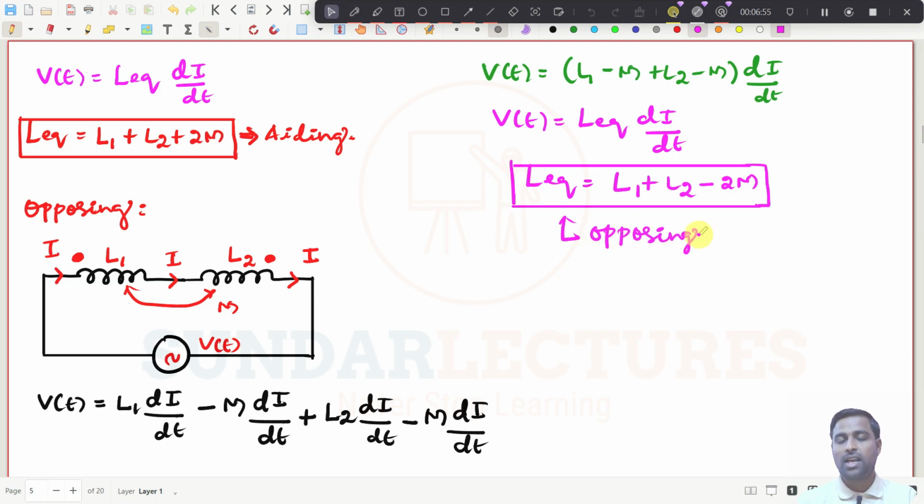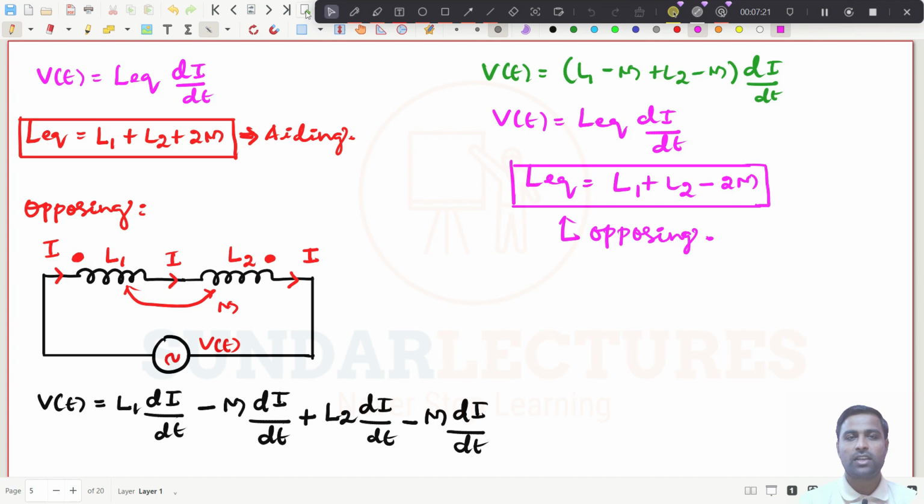Opposing means what? That is why this dot convention is very important. See, the equivalent inductance value will differ here. That is the whole idea you have to understand. So now we know what series aiding and series opposing are and what the L equivalent expressions will be. Now we will go for the parallel aiding and the parallel opposing.